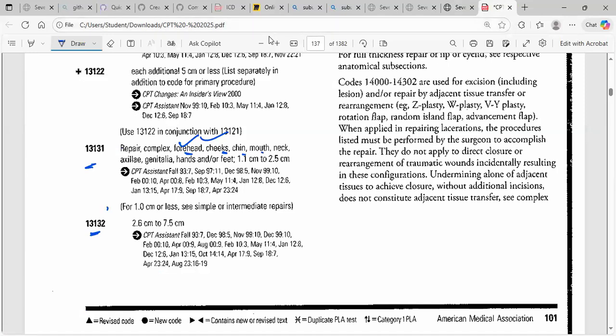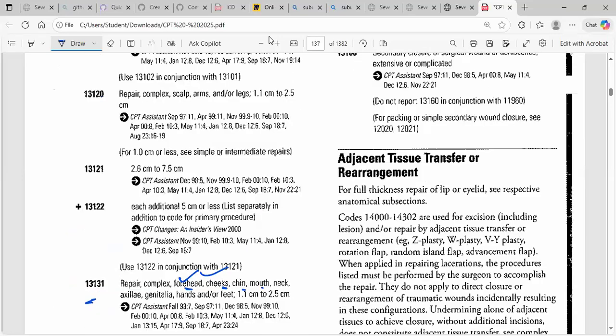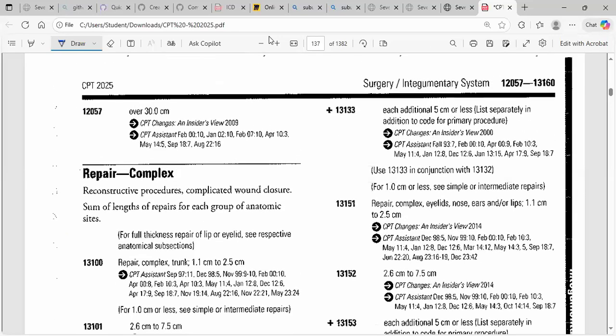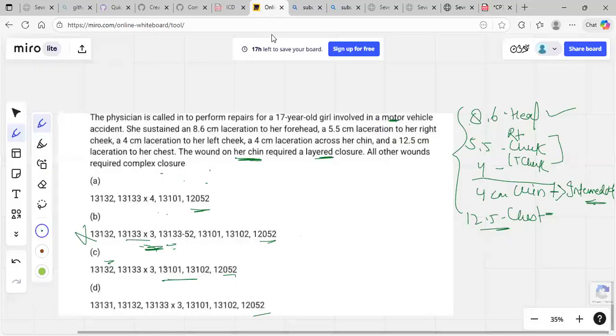So to bill the 18.1, we are going to use 13132 for 7.5 centimeter, and then 13133 for each additional 5. 7.5 plus 5, that will be 12.5. And then for an additional 5, we are going to use one more unit. So there will be 2 units. And then for 5.5, we are going to use 3. So we have to use 3 units of 13133.